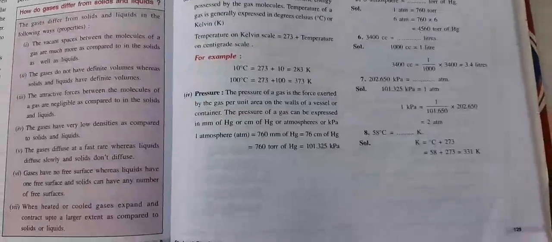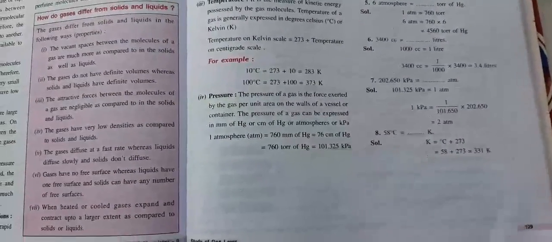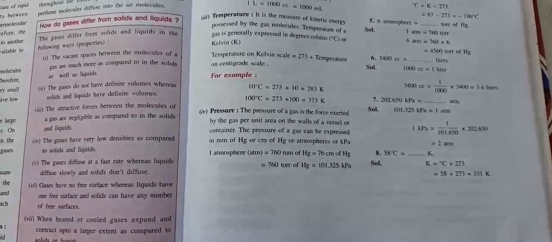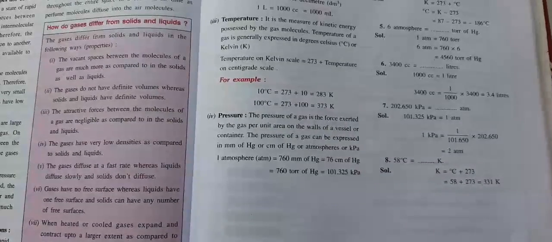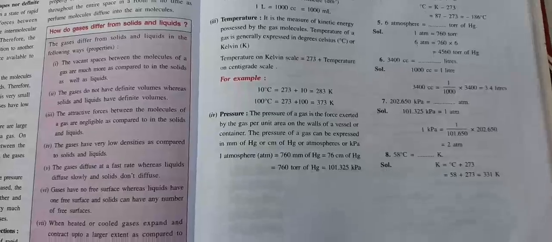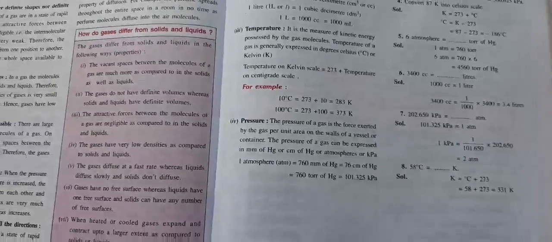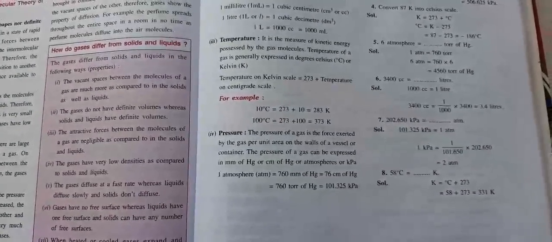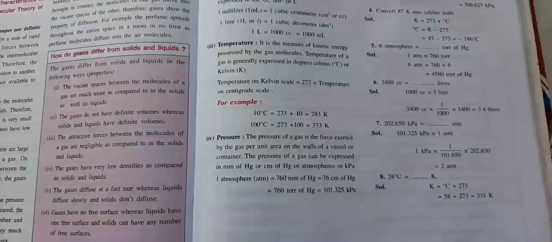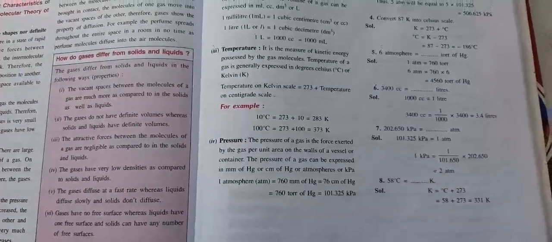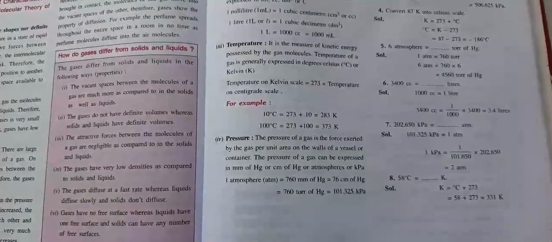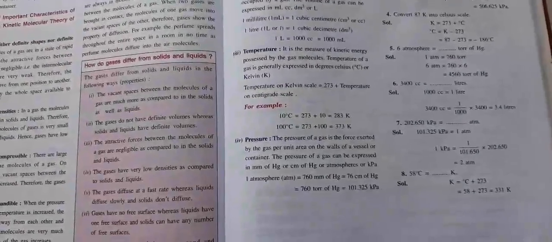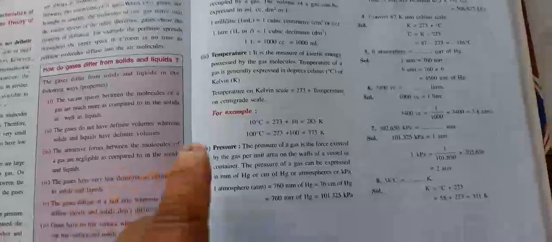Then the fourth parameter which we are going to study is the pressure of a gas. We learned in the first video that gas molecules are elastic in nature. They keep on moving in all possible directions with great force. When they collide with one another, because of their elastic nature, they don't stick. They are not only colliding with one another, they are also colliding with the wall. So the pressure of a gas is generally the collision of gas molecules with the wall of the container.